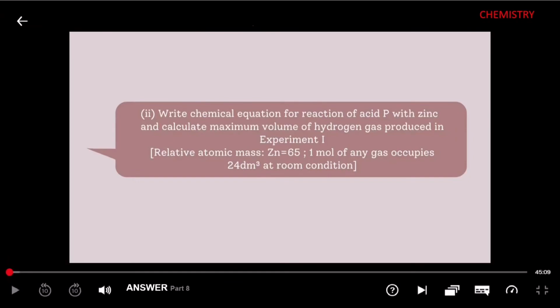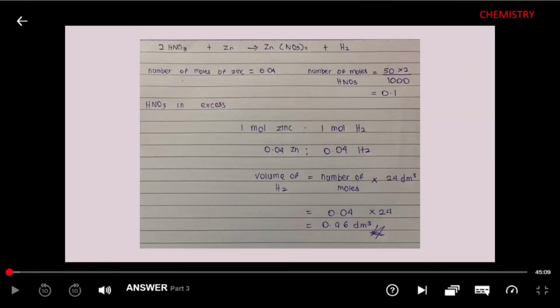The second Roman is write the chemical equation for the reaction of acid P with zinc and calculate the maximum volume of hydrogen gas produced in experiment 1. Acid P is nitric acid and the chemical equation for the reaction is zinc plus 2 moles of nitric acid produce 1 mole of zinc nitrate and 1 mole of hydrogen. Number of moles of zinc is 0.04 mole and number of moles of nitric acid is 0.1 mole.